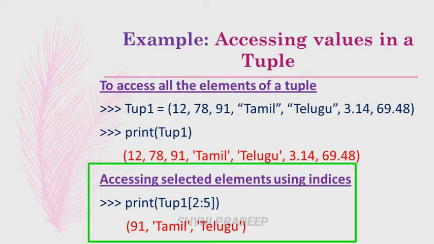And see next, accessing selected elements using indices. If you want to access selected elements, which means from 2 to 5, that means 2 to 4. So you have to start index values from 0. This is 0, this is 1, this is 2. You have to start from this value, and this is 3, this is 4. So 91, Tamil, Telugu will be printed on the output screen.